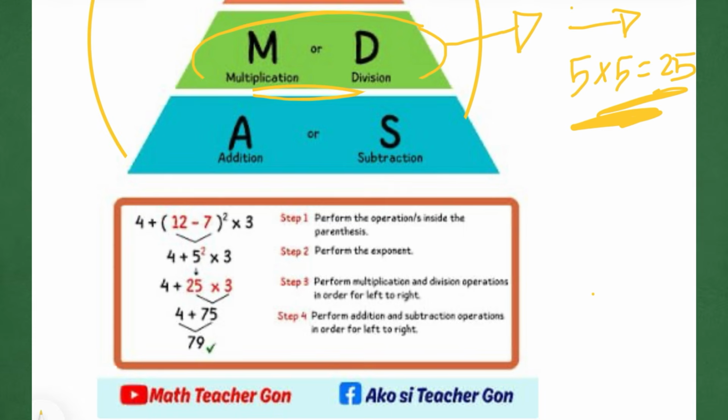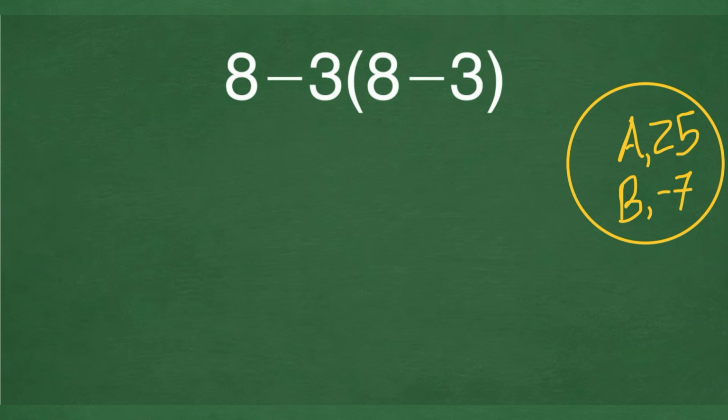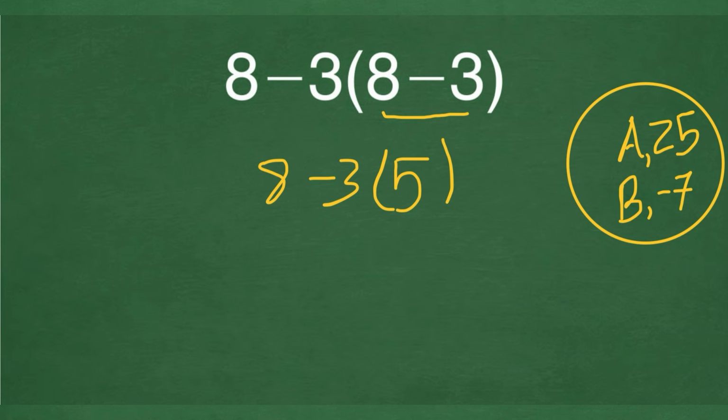Just one more step. Let's bring all of this back to our original problem and solve it the correct way, start to finish. Here's our equation again. Step 1, parentheses. Inside, we have 8 minus 3, which is 5. So the equation becomes 8 minus 3, parentheses 5. Now remember, when a number sits right next to a parentheses like that, it means multiply. So this really means 8 minus 3 times 5.